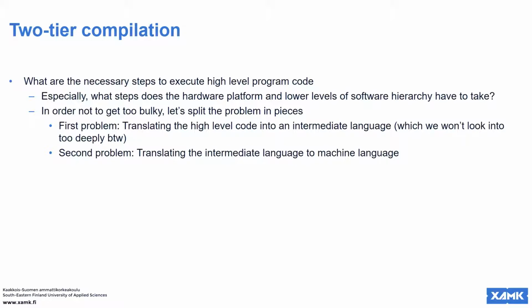So what we actually do when we want to execute high-level code is that in order for this to work, we need to translate high-level code into some intermediate language, and then we need to translate that intermediate language to machine code. And these often are actually two different steps rather than just one big step as we have depicted before.